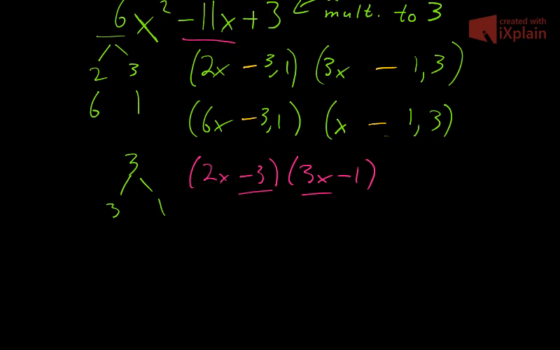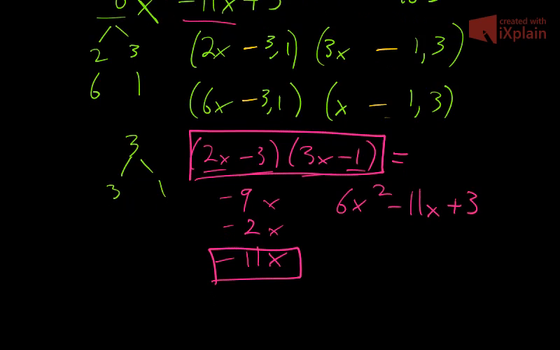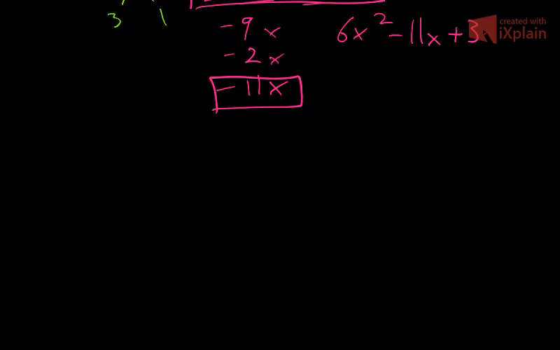So negative 3 times 3x is going to be negative 9. And 2x times negative 1 is going to be negative 2. And negative 9x minus 2x is negative 11x. Just like that, I have found the one I need. So this is going to be my solution. And if I FOIL that, I will get 6x squared minus 11x plus 3. Which is kind of crazy. But that's how this all works.